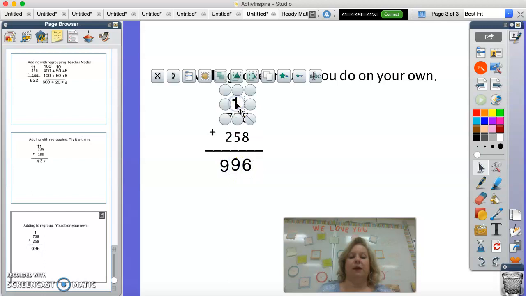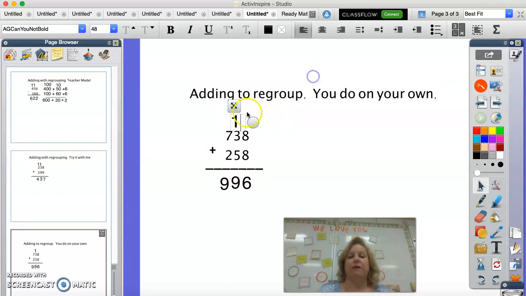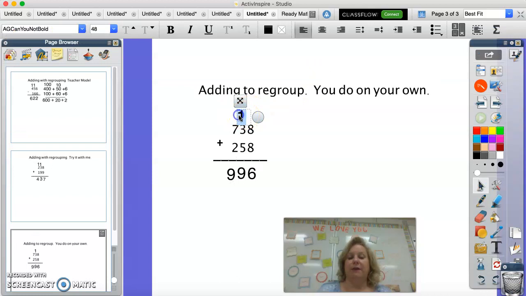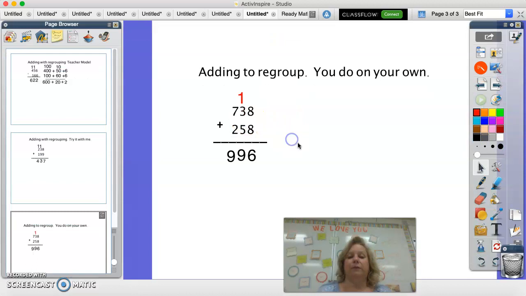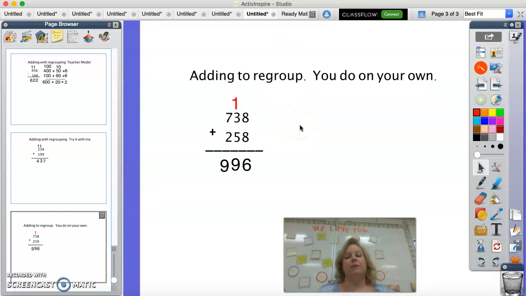I can come up here and make this color red so that you can see that that is our regrouping. Okay, so some other things to keep in mind when we're adding with regrouping. We always start in our ones column and we move from ones, tens to hundreds and then eventually thousands. Really, really important, and that's a teacher tip that I have for you. So this is the adding within 1,000, adding with regrouping lesson.